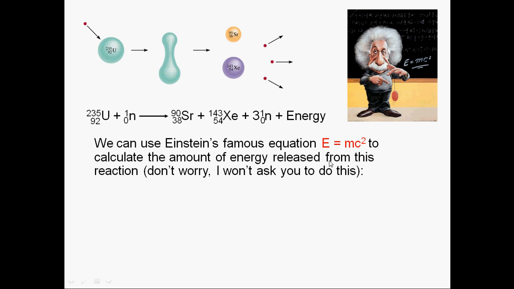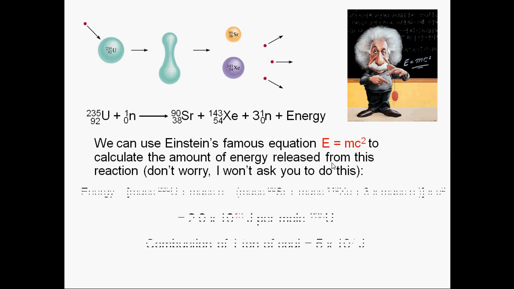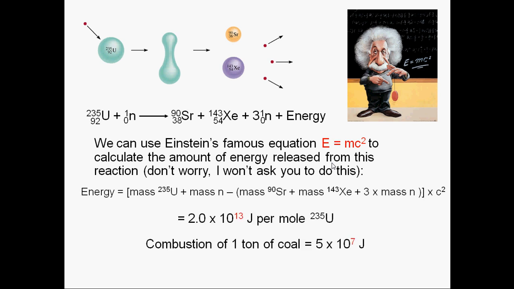Now, we can use that famous equation E equals mc squared to figure out how much the mass got changed and therefore how much energy got released. I'm not going to ask you to do this, but just to give you a sense of what's really happening here. From this single fission reaction, we get 2 times 10 to the 13 joules per mole of uranium-235. As a point of comparison, if we were to combust 1 ton of coal, that's only 5 times 10 to the 7 joules. So this is why nuclear energy is really a very energy-dense option. We can get a lot of energy out of these reactions.